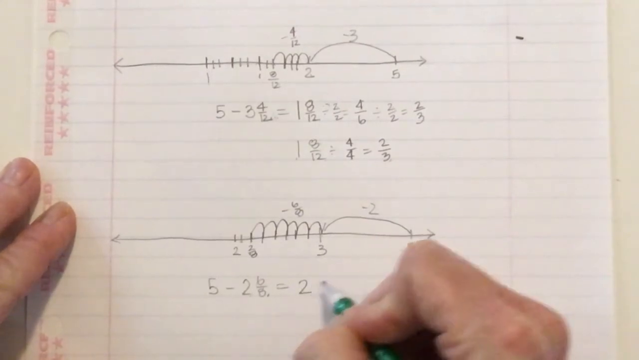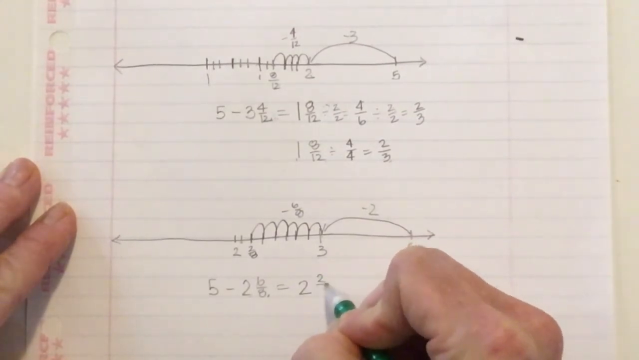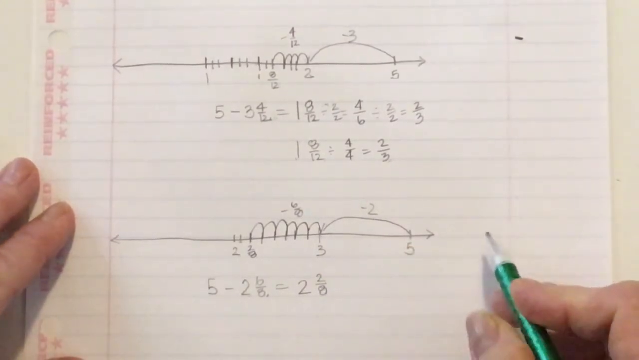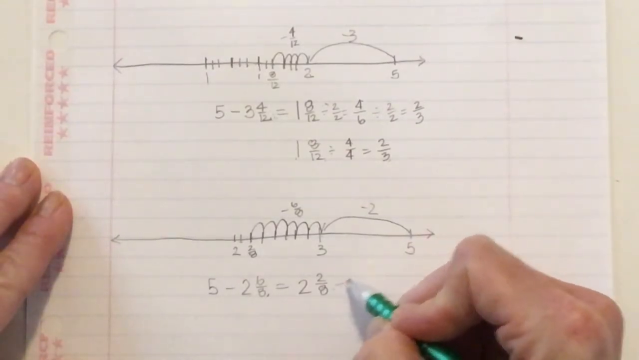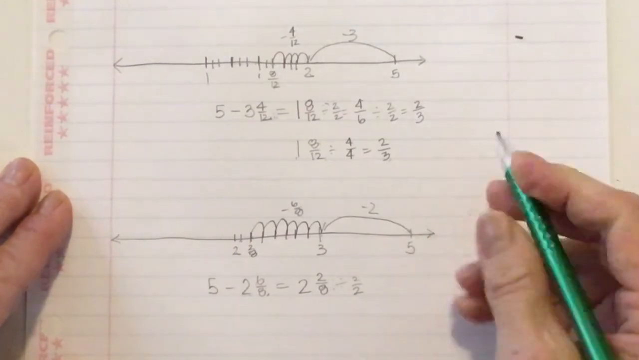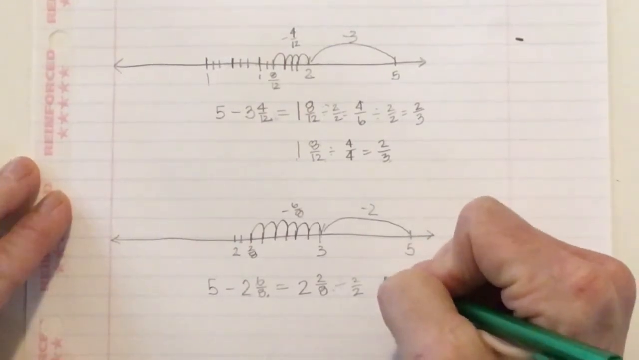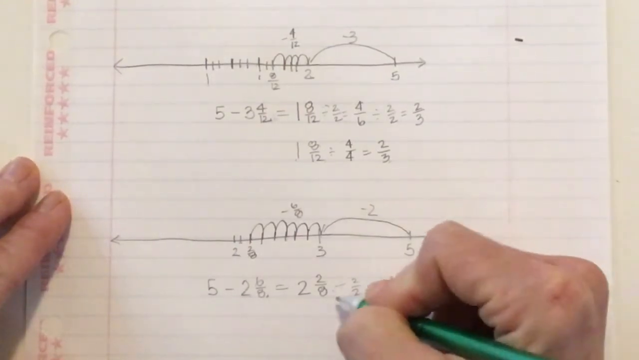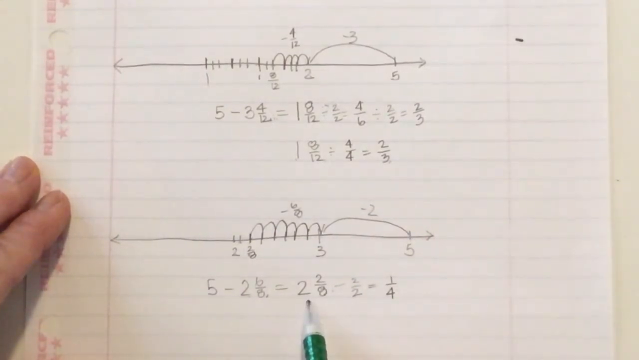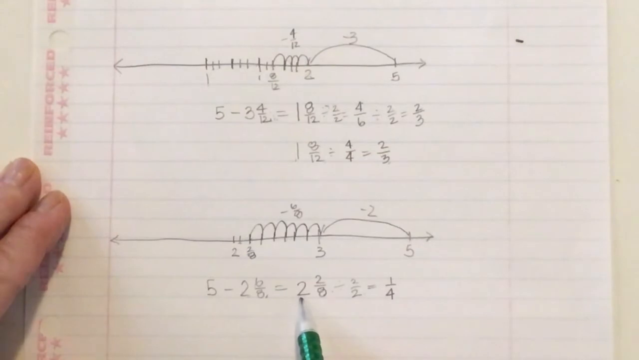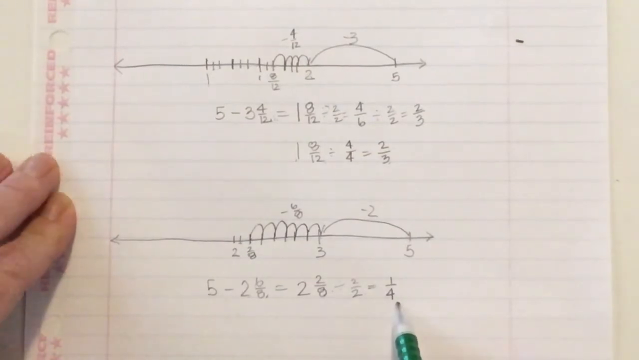So that would equal 2 and 2/8. I can see that these are 2 even numbers, so I can divide that by 2 to simplify it. 2 divided by 2 equals 1. 8 divided by 2 equals 4. So don't forget your whole number. So that means your answer is 2 and 1/4.